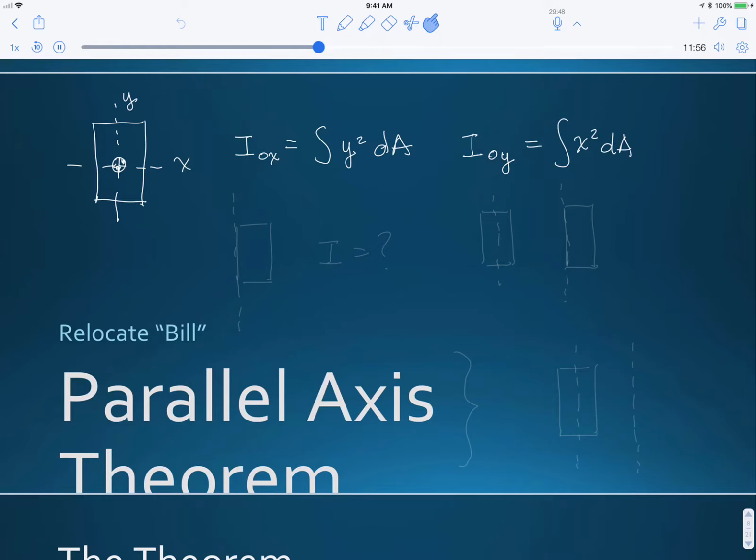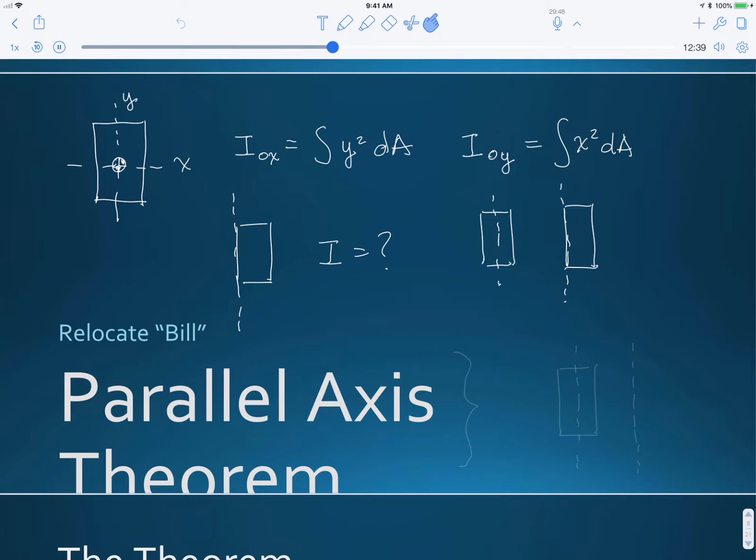The question I have for you is, what if I want to know the moment of inertia about an axis like this that's not the centroid? What is I now? It will be bigger, right? If you think about it, it's easier to spin something about its centroid than it is to spin something around another edge. So it's easier to spin that rectangle about its middle than to spin it about its left edge. But exactly how do we calculate this new moment of inertia about a new coordinate system, not the centroid?